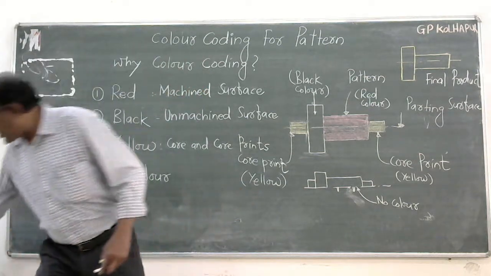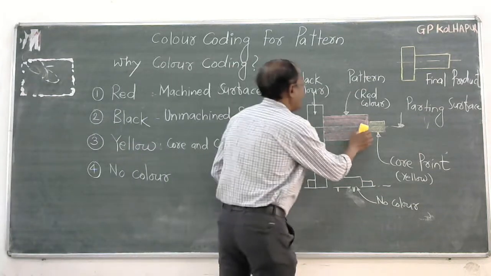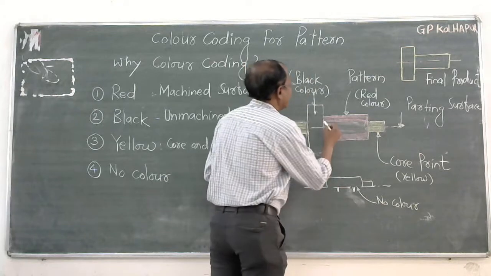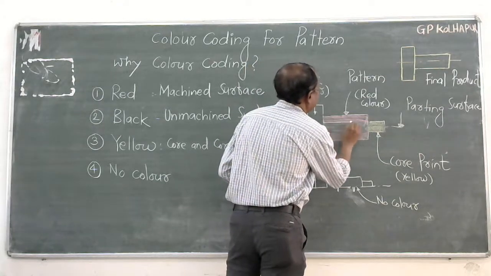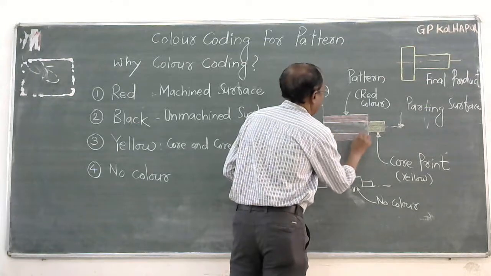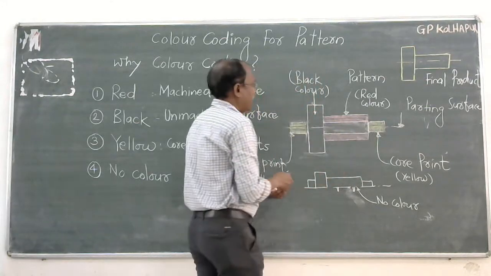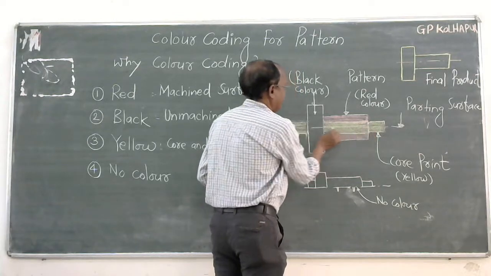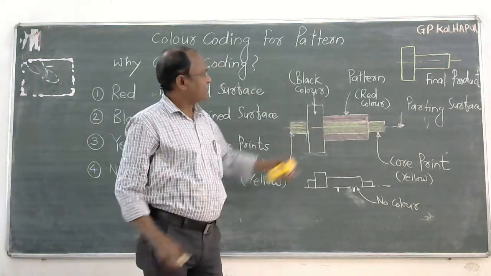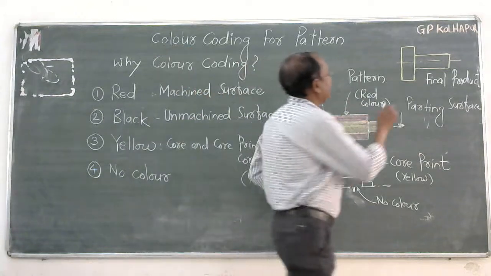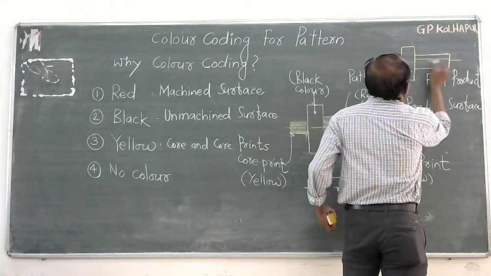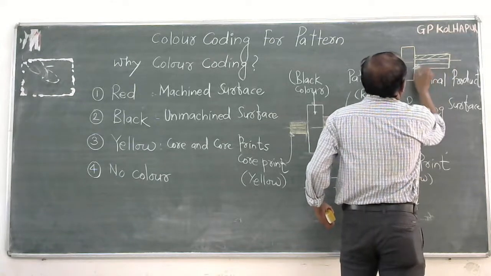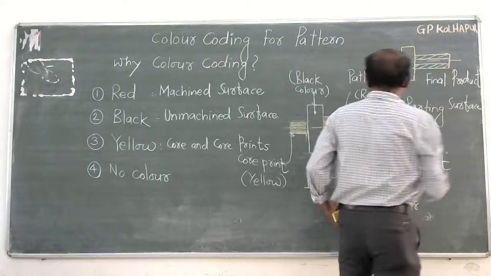If a core is there, if a hollow portion is there, that core is made of sand and is fixed with this, and it is marked with this yellow color. This indicates that there is a hole. So after casting, you will have this product, and there is a hole in this product.